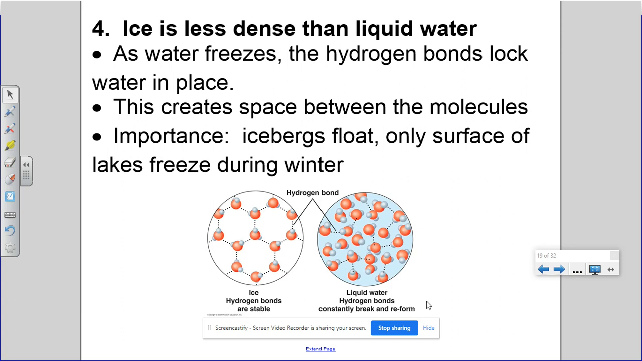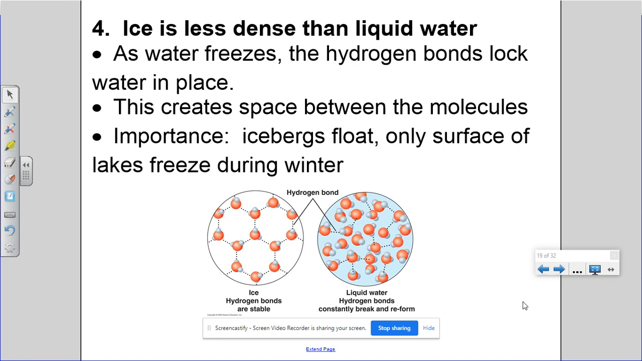Now for the conclusion on our presentation on the properties of water. The fourth property of water that is important to life is something that you observe all of the time. If you've ever put an ice cube in a liquid, you'll notice that the ice floats.